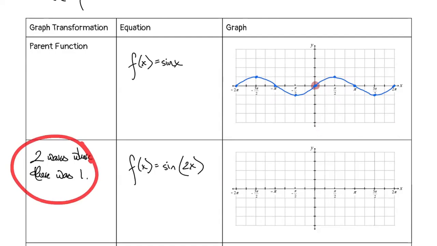Now, look at what we want to do next. We now want there to be 2 waves in the place of 1 wave. So that means that I'm going to have to go up and down and then up, and then up and down and back up twice before I get to the same point. All right.